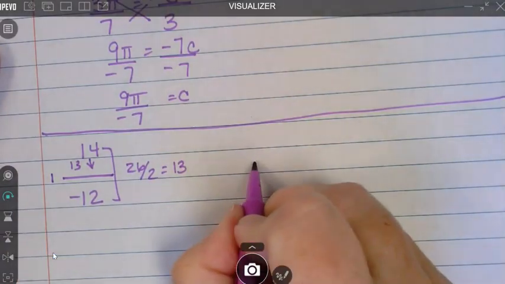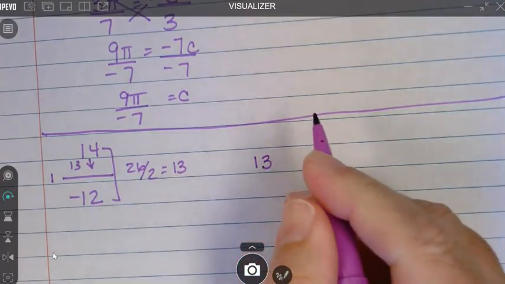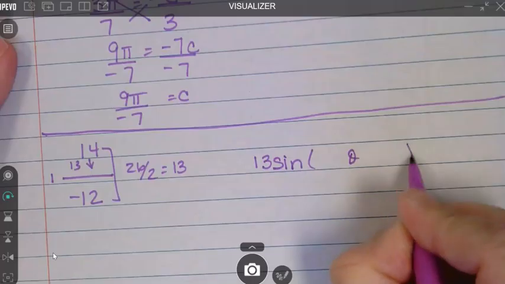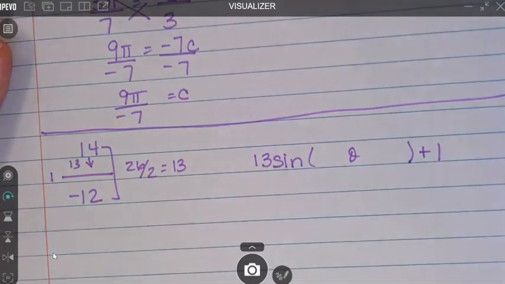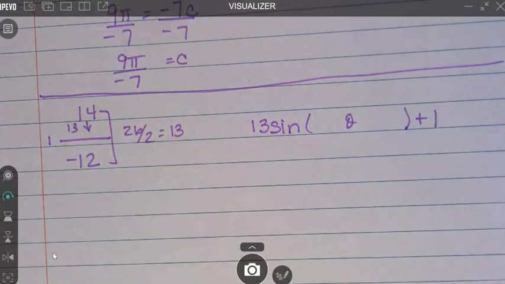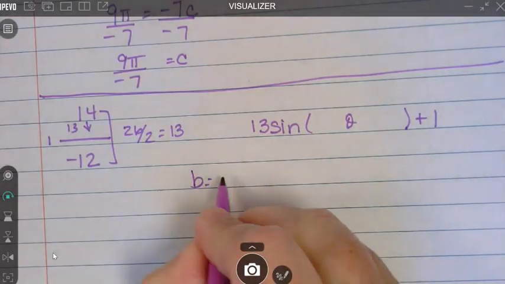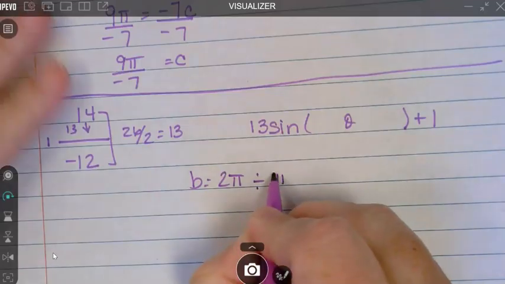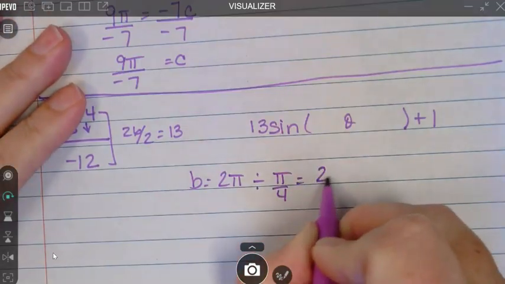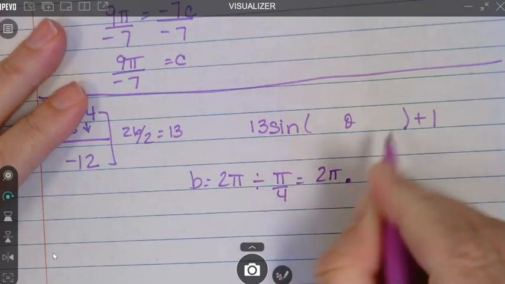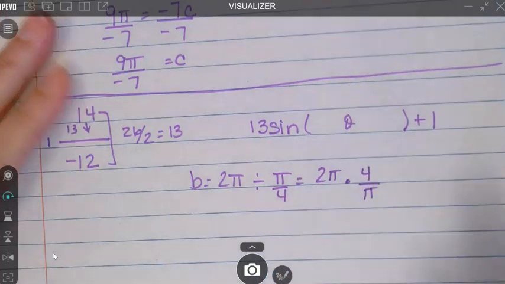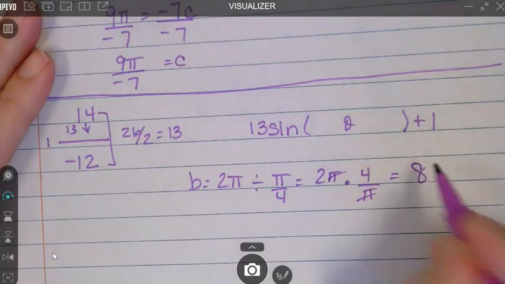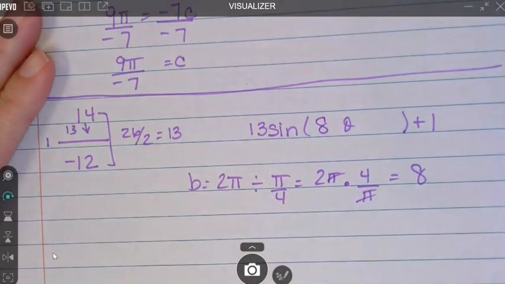So I know my equation is 13 sine of something plus 1. Okay. B is 2 pi divided by pi over 4. Keep, change, and flip. So the pi's cancel. So 2 times 4 is 8. There's our B value.